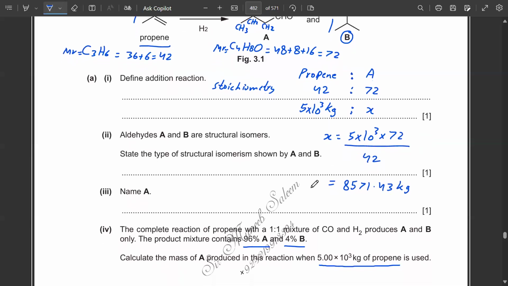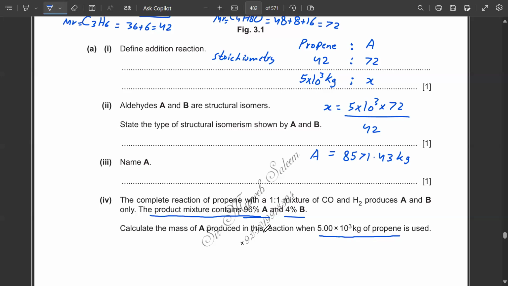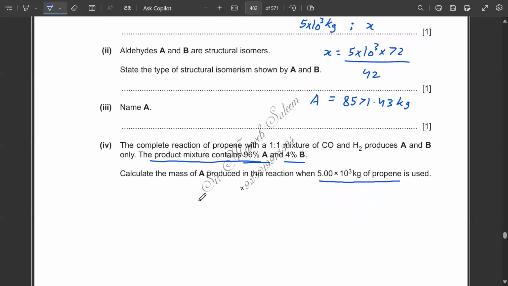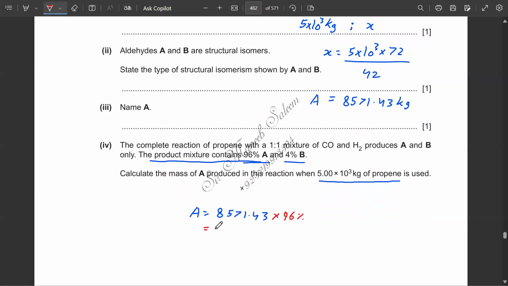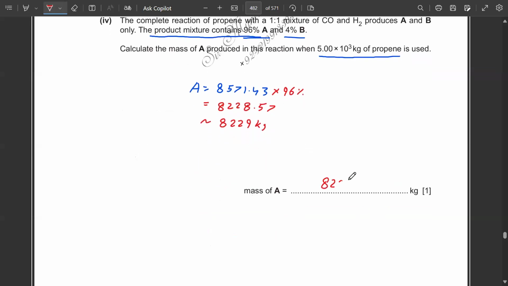That's the mass of A. But you should know the product contained 96% of A, which means we have to multiply this value with 96%. So A will be equal to 8571.43 multiplied by 96%. So that should give you 8228.57, which is nearly equal to 8229 kilogram. And that's the right answer, 8229 kg.